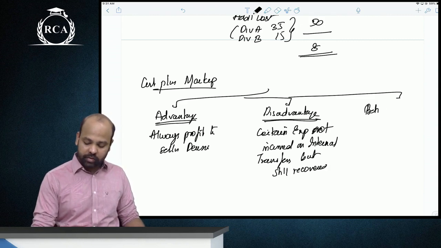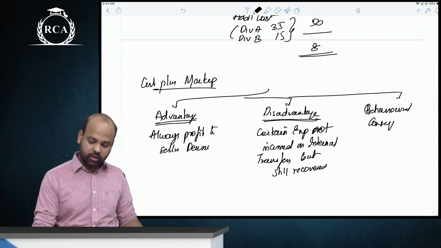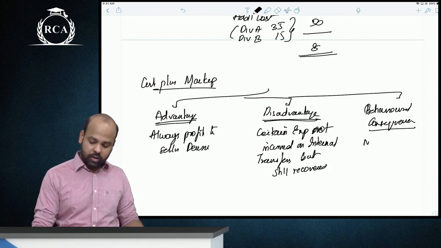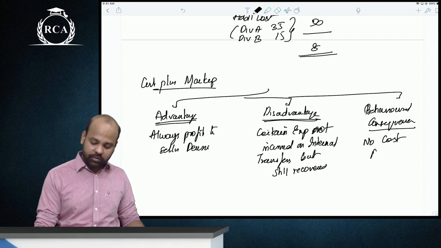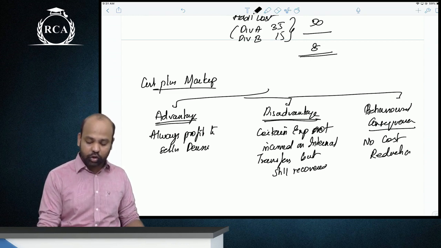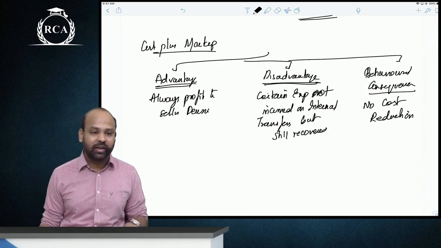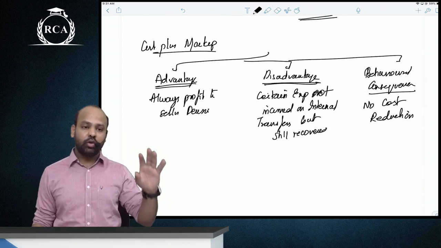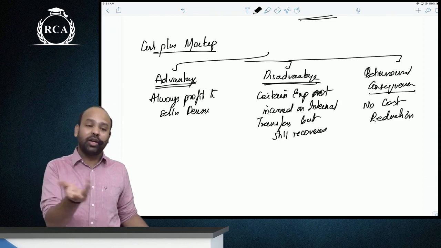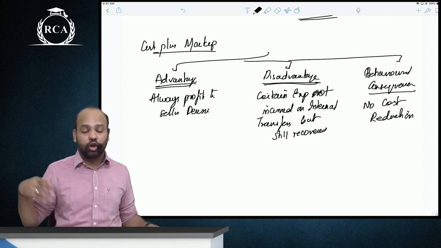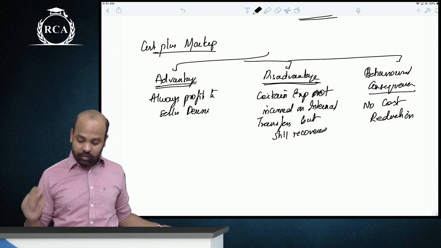Behavioral consequences में तो एक ही point है बेटा. No cost reduction. They're not motivated to reduce cost because anyways the cost burden is passed on to the other entity. They'll be like, why should we reduce cost? Anyways we are getting recovery of full cost and plus we are also getting a markup.